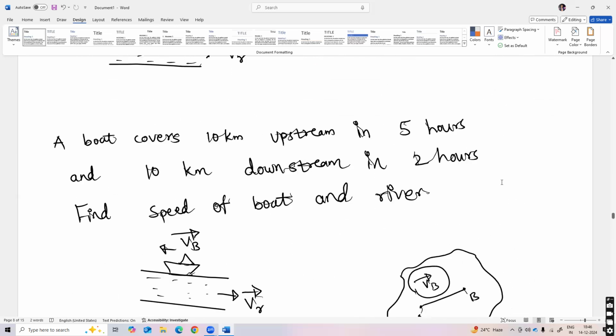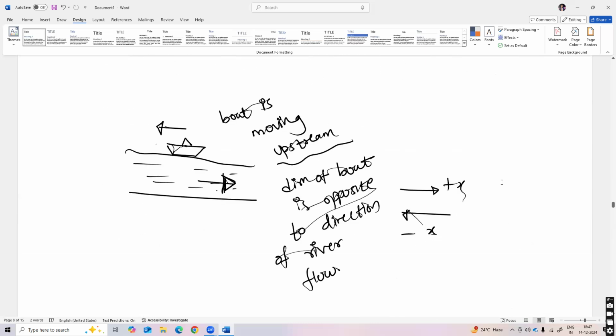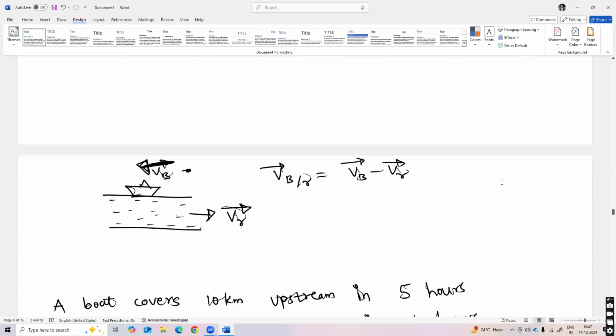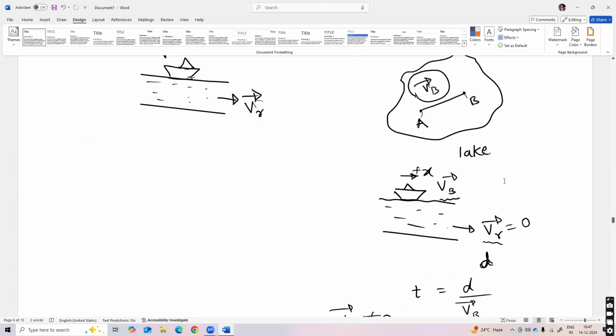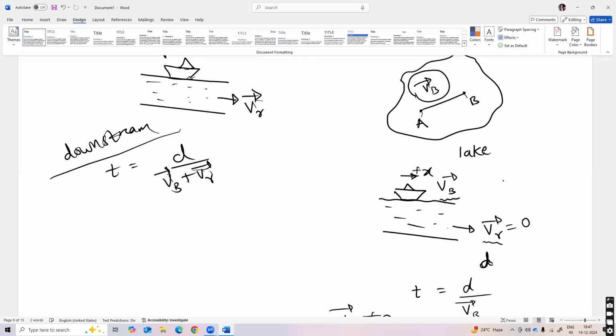So this is how, when you are moving in the direction of the river, or moving in the downstream direction, the velocities of boat and river get added. If we have to find the time taken, it will be distance upon velocity of boat plus velocity of river. So this is for the downstream case. Whereas if you are moving in the opposite direction of the river, then the time required will be distance upon velocity of boat minus velocity of river, because now the river is creating resistance for your motion.